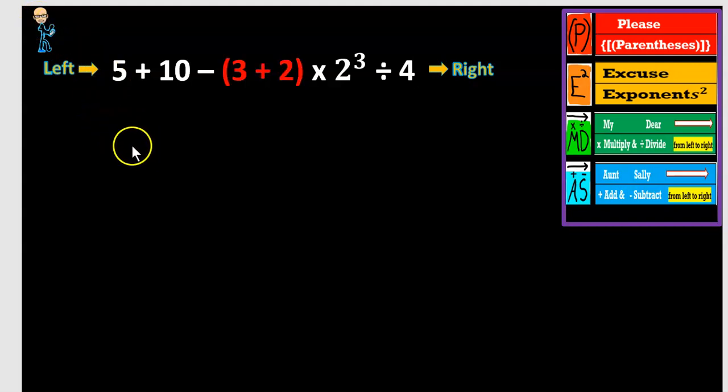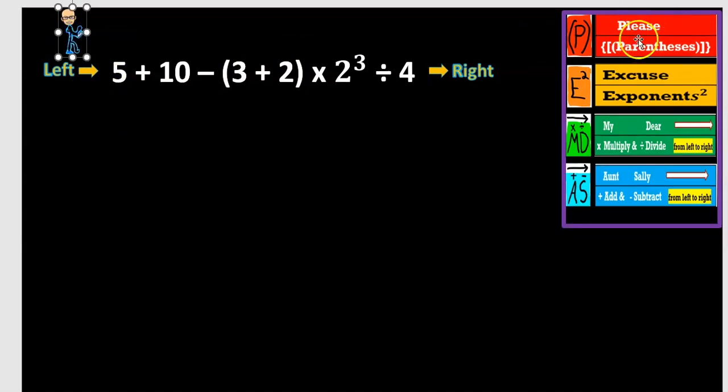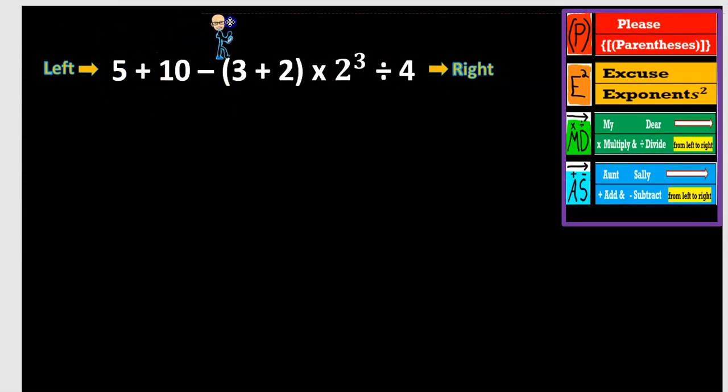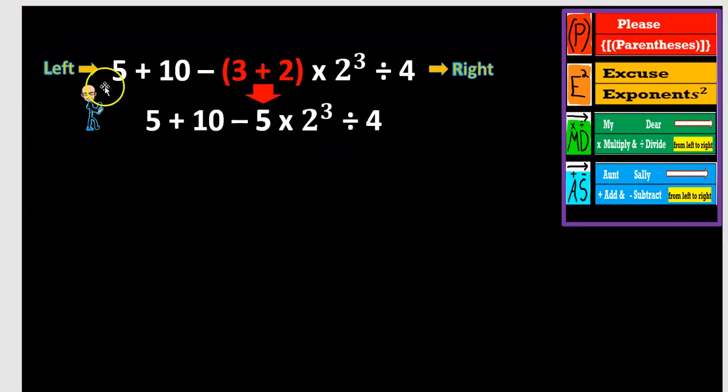Okay, so if you're going from left to right, what do you come to first? Do we see any parentheses? That's what Please is for: parentheses or brackets or anything like that, grouping symbols. Boom, there they are. That's why that's red. And so then, what is 3 plus 2? 5. Okay, let's go back to it.